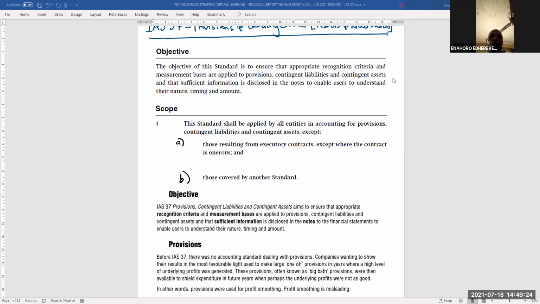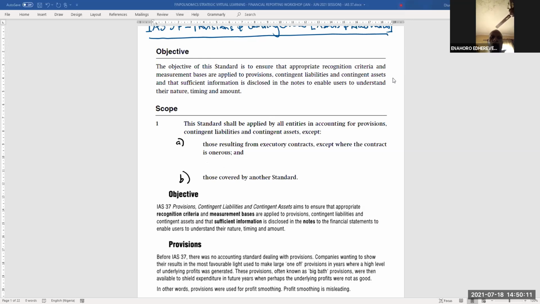and amount. Provisions. Before IAS 37, there was no accounting standard dealing with provisions. Companies wanting to show their results in the most favorable light used to make large one-off provisions in years where a high level of underlying profit was generated. These provisions, often known as big bath provisions, were then available to shield expenditure in future years when perhaps the underlying profit was not as good.